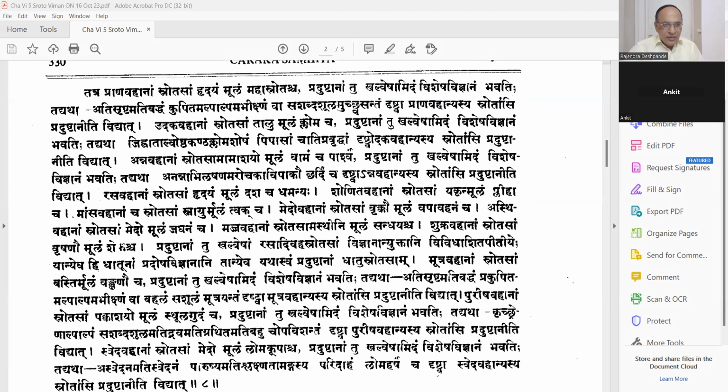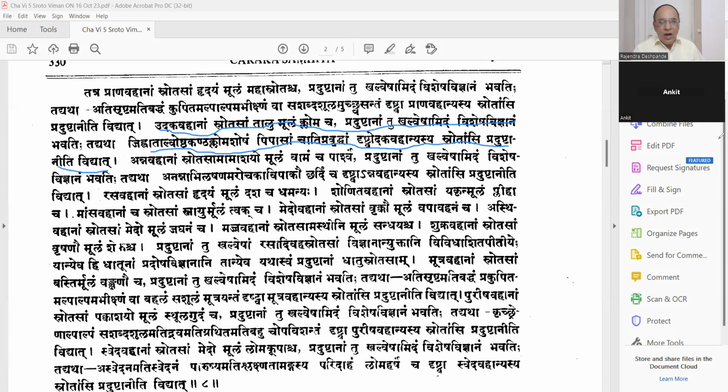Can you see? Udakvahanam srotasam talu mulam kloma cha. Pradushtanam khalvesham shesha vijnanam bhavati. Tad yatha jivha talu oshtha kantha kloma shosha pipasam cha ati pravrittat udakvahani srotansi pradushtani iti vidyat. I tried my level best. Can you see these lines? Start writing. Now Udakvahasrotas dushti lakshana. Please write down. Symptoms. What is that?